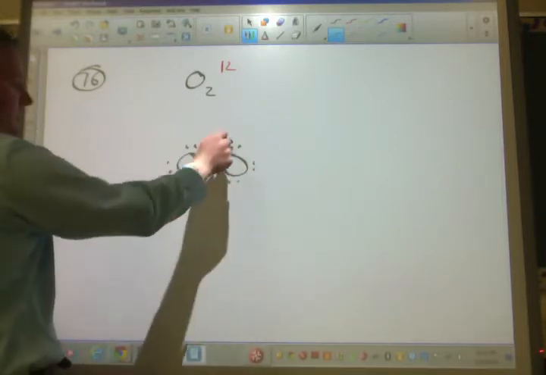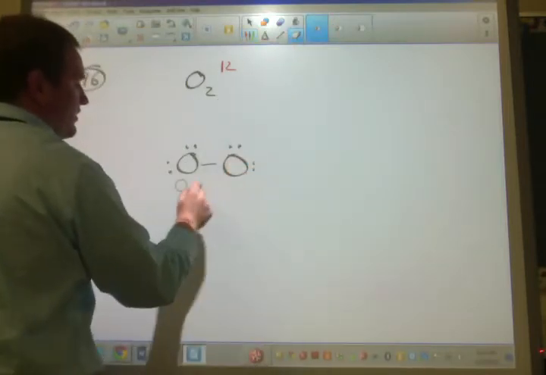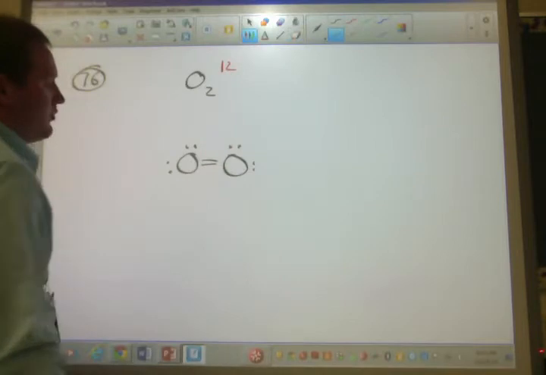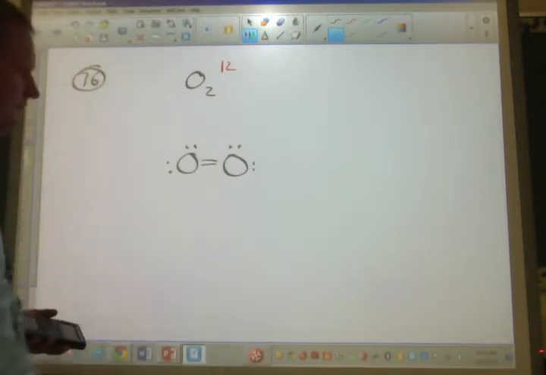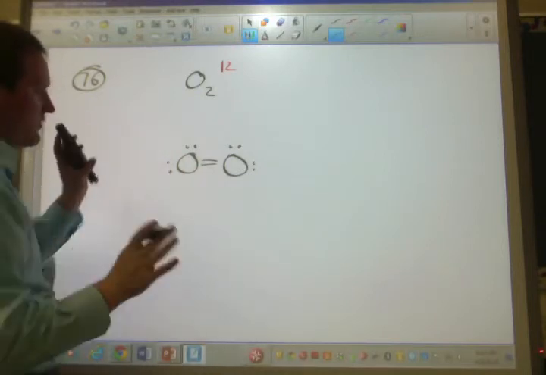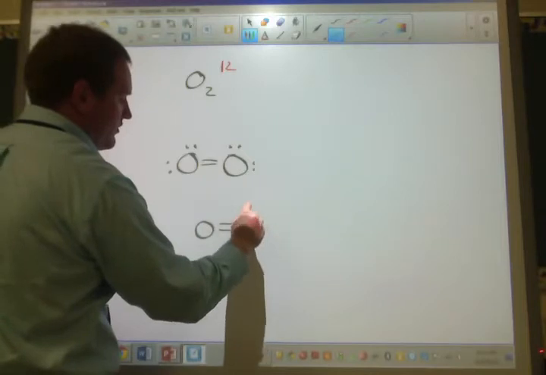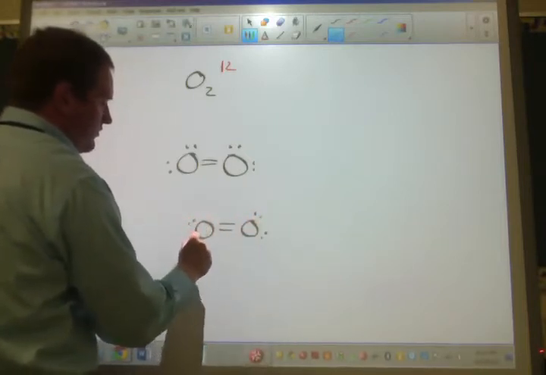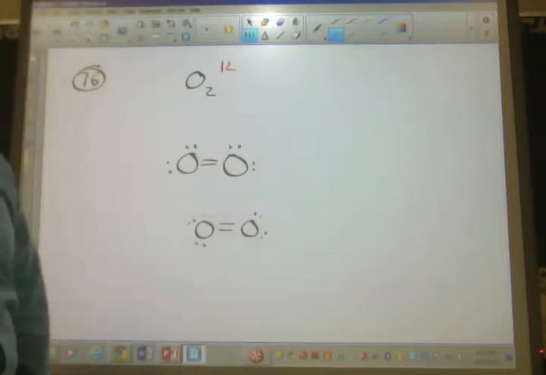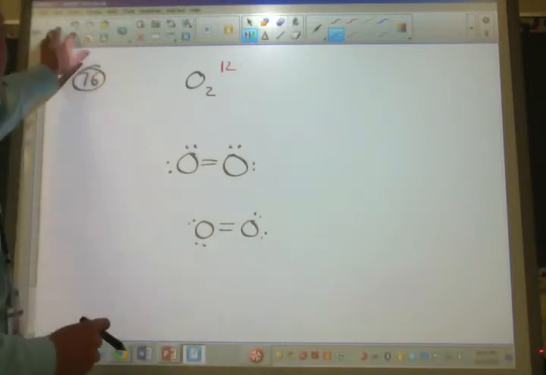2, 4, 6, 8, 10, 12, 14. 14 is too many. So what I do is I erase a pair from each, create that double bond, and this is now complete. And technically, these electrons should be kind of cornered on the side of the oxygen, so it should be like this. Oxygen gas. Okay, 77.